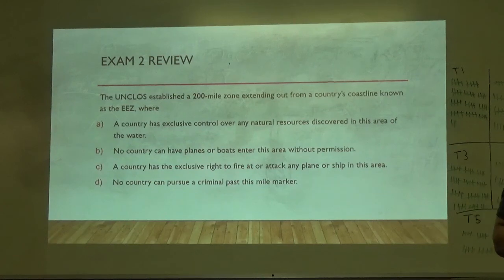Alrighty. The UNCLOS established a 200 mile zone extending out from a country's coastline known as the EEZ, where A, a country has exclusive control over any natural resources discovered in this area of the water. B, no country can have planes or boats under this area without permission. C, a country has the exclusive rights to fire at or attack any plane or ship in this area. Or D, no country can pursue a criminal past this mile marker. Or E, all of the above.